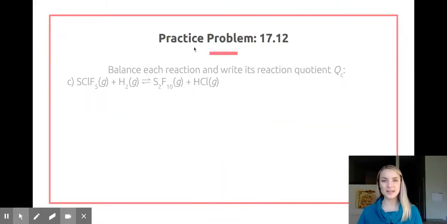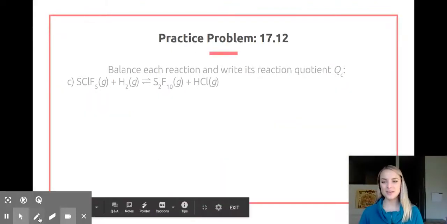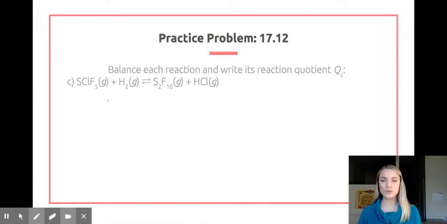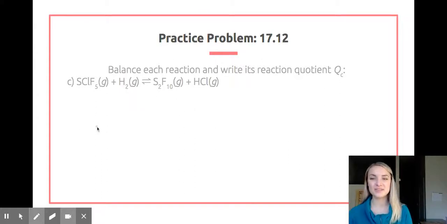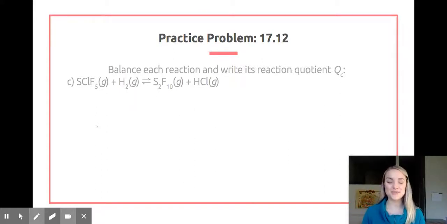And let's take a look at another practice problem. This one is very similar to the ones you did yesterday, so just practicing writing that reaction quotient. We've got SClF5 plus H2 yields S2F10 plus HCl. Pause the video, check to make sure you've balanced your equation correctly, and then pause again. Make sure you've calculated your reaction quotient correctly.